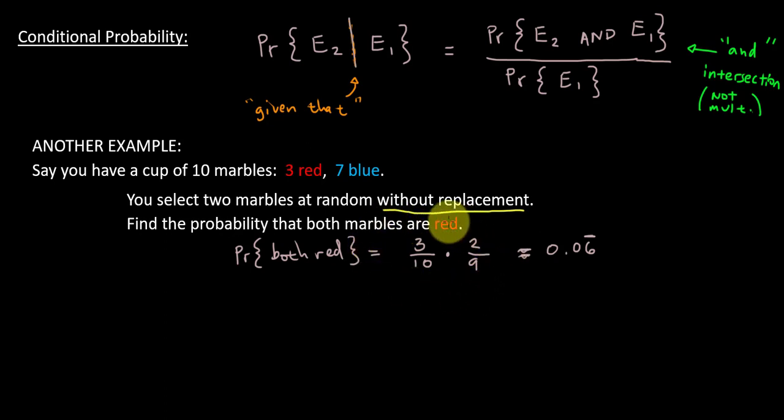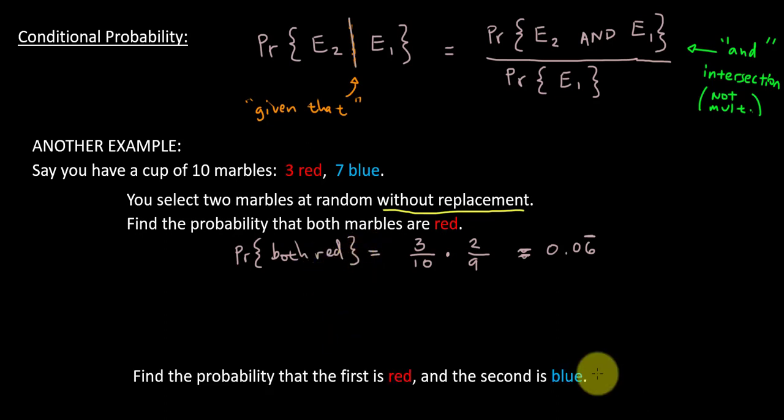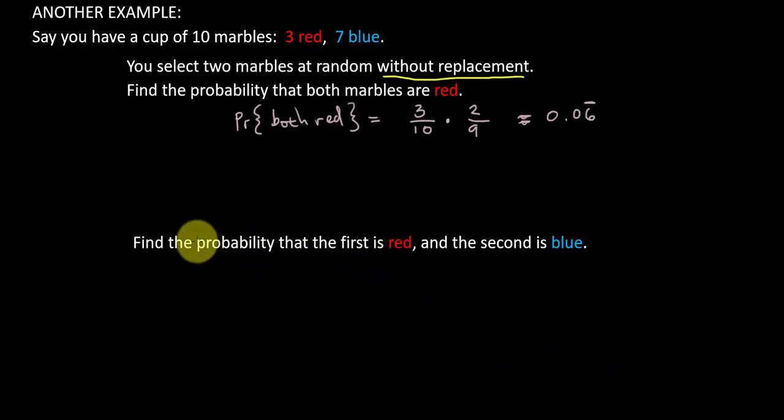Now I want to discuss a formula for this. However, I want to do one more example with the cup of marbles. Gonna scroll down. This time, let's find the probability that the first marble is red and the second is blue. We're going to take the same approach. Probability. All right, first is red, and then the second is blue.